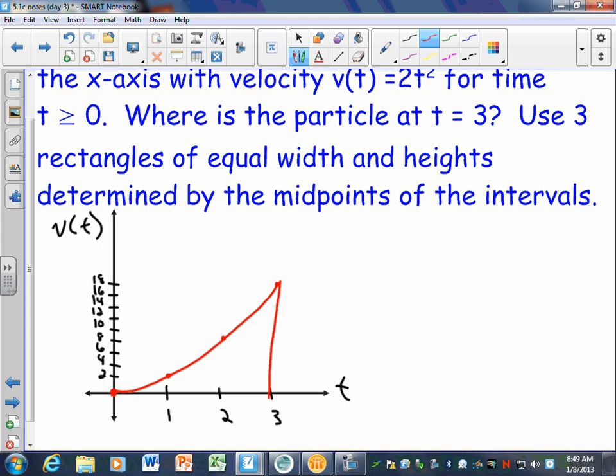We can't just use a geometry formula right here because this is a curved line, right? And that's the idea. In calculus, we're able to deal with curved lines in a way that we've never done before in geometry class. Today, it says use 3 rectangles of equal width. So it's really nice if I'm using 3 rectangles of equal width and I have only 3 seconds here. Does it make sense that we would break that up into like, this would be 1, this would be 1, and this would be 1? You see how that could make 3 rectangles? Haven't made the tops yet though, because I'm not to that part yet.